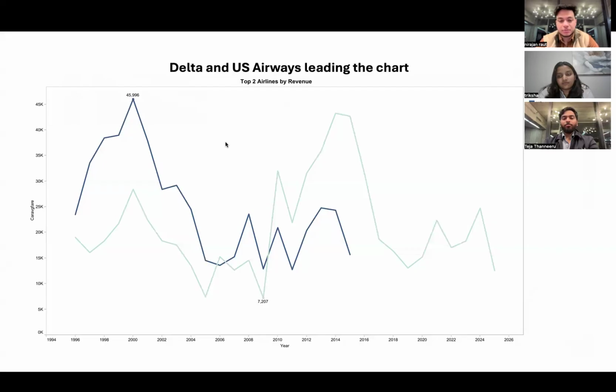From a design perspective, we tried to make this chart as minimal as possible, giving two distinct colors for two different lines and just highlighting a couple of data points so that the audience knows where exactly to focus.